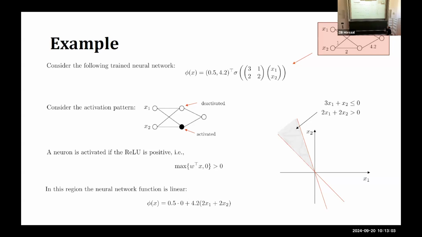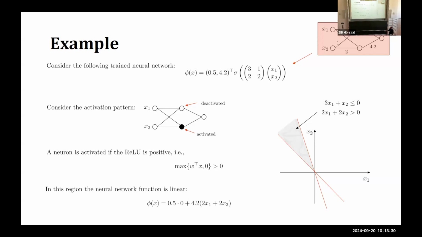Now you go for the second neuron. This is activated, so here it must be greater than 0. So here you get another constraint. What you actually see is that all the data points x1, x2 which fulfill this activation pattern are lying in this region here. Okay, so it's below this line, above this line. So this is all the data points which fulfill the activation pattern.